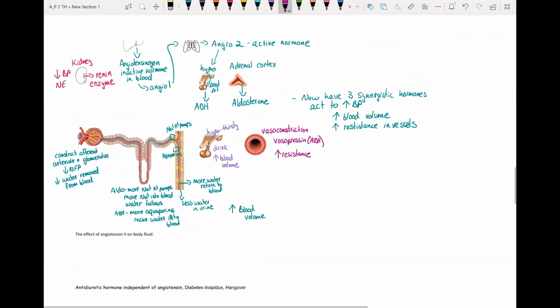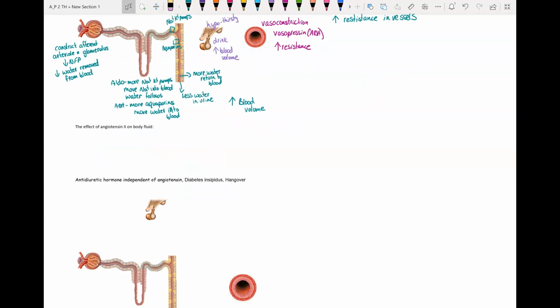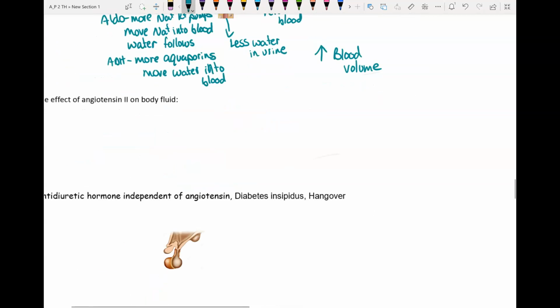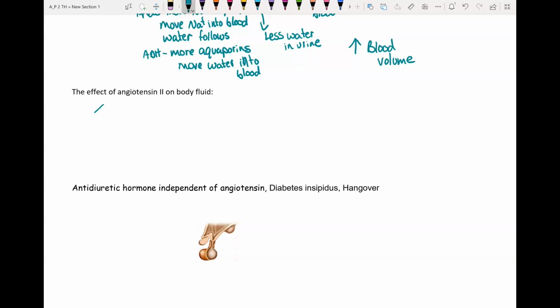So that is how the renin-angiotensin system is going to work to increase the amount of volume in your blood and increase the resistance in your vessels and increase blood pressure. So the effect, if we summarize it, the effect on body fluid is it increases your body fluid.